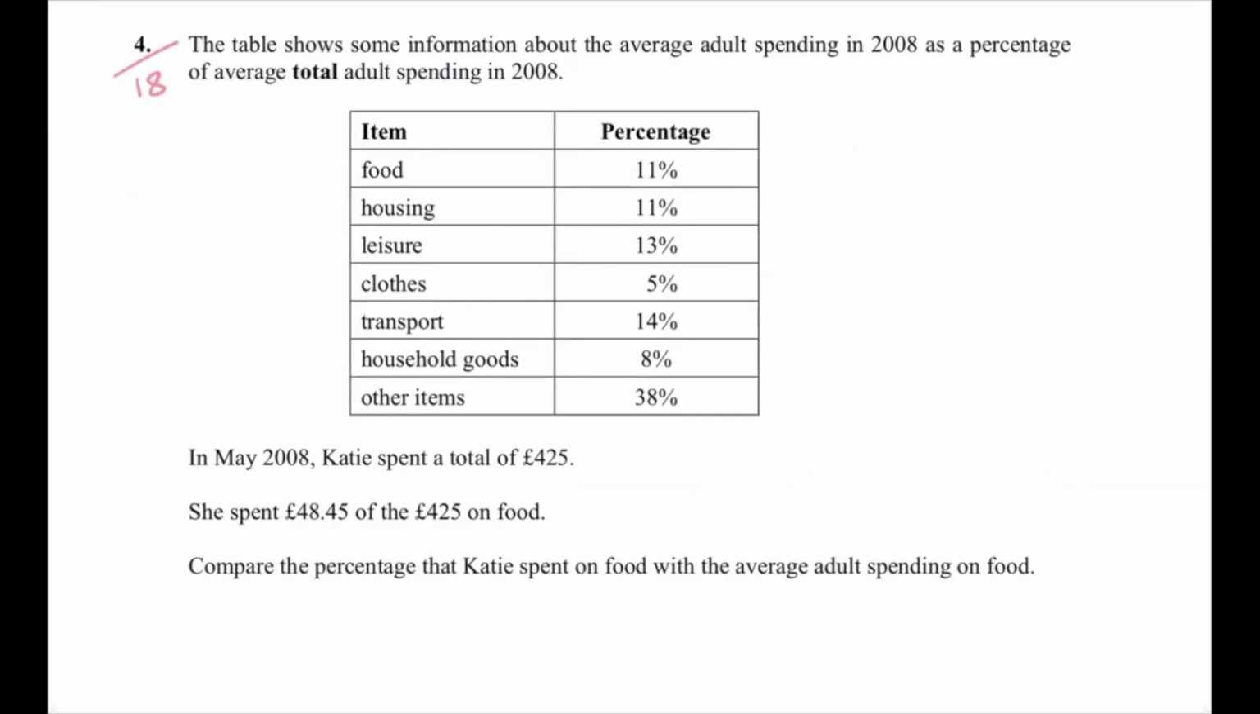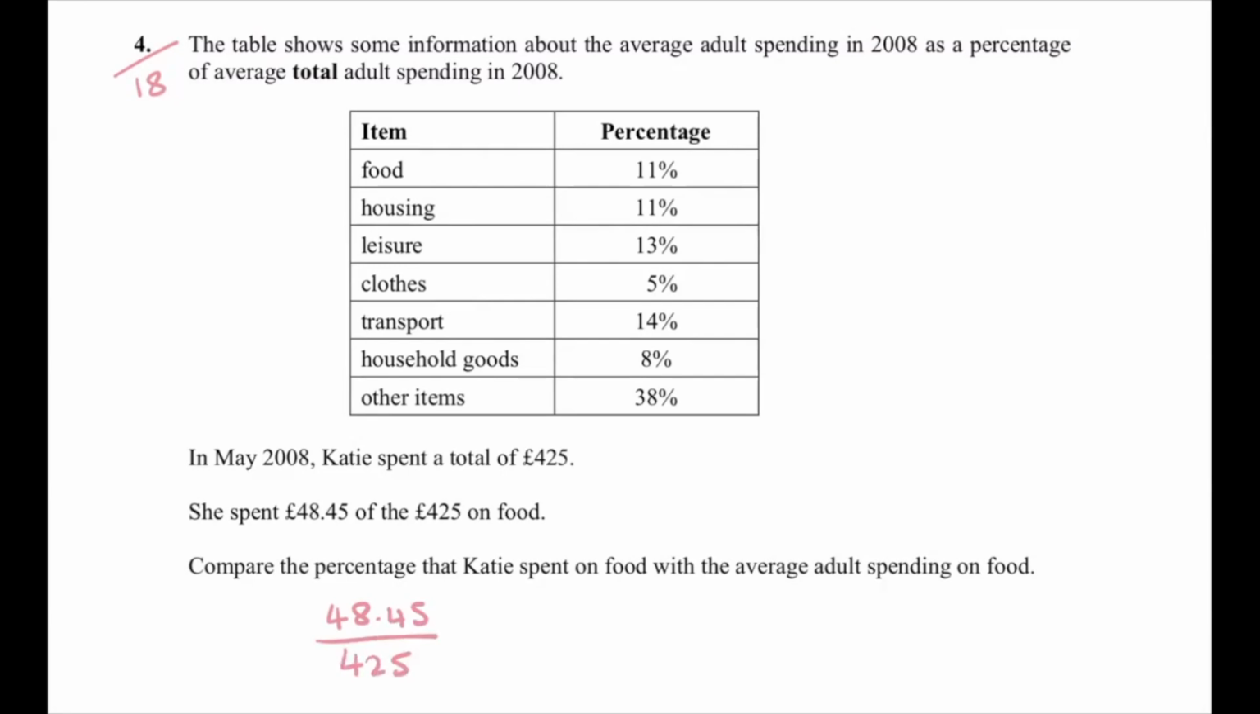Okay, so we've got information about the average adult spend in 2008. In May 2008, Katie spent a total of £425. She spent £48.45 of the 425 on food, and we've got to compare the percentage of that in the table for the average adult. So we'll set this up as a fraction. So £48.45 out of her total 425 is what she spends on food.